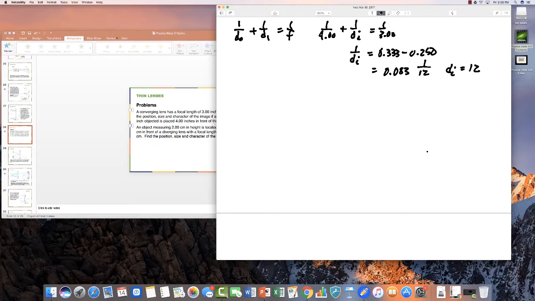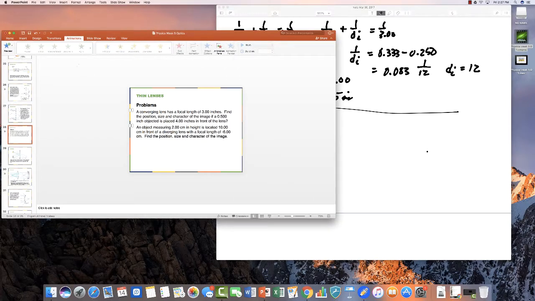Now we said that the magnification is equal to minus di over d0. In this case, it's going to be minus 12 divided by 4, or minus 3. And so the image is going to be 12 inches from the lens. It's going to be real because di is a positive number, and it's going to be inverted because the magnification is a negative number, and 3 times as big. So its size is going to be 1.5 inches because the original was 0.5 inches.